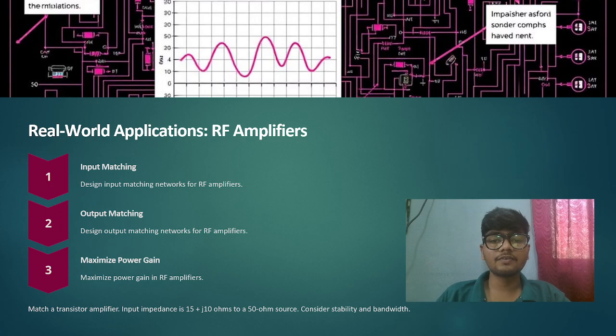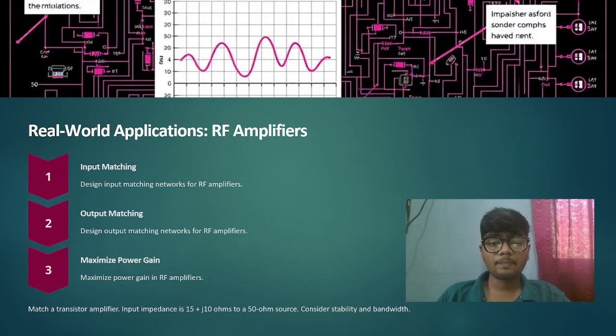In the real-world applications of RF amplifiers, there are three types: input matching, output matching, and maximize power gain. Firstly, we can discuss input matching. Input matching: design input matching networks for RF amplifiers. Then output matching: design output matching networks for RF amplifiers.